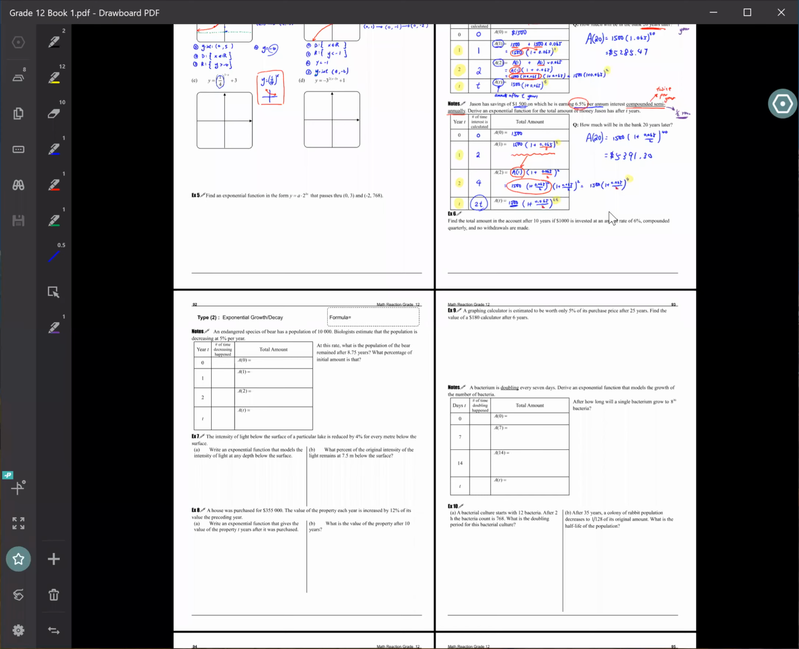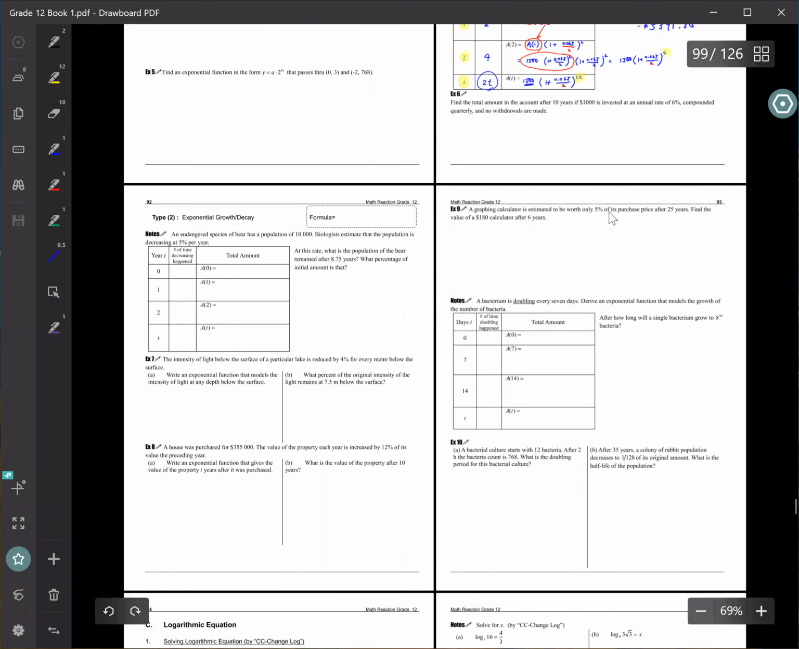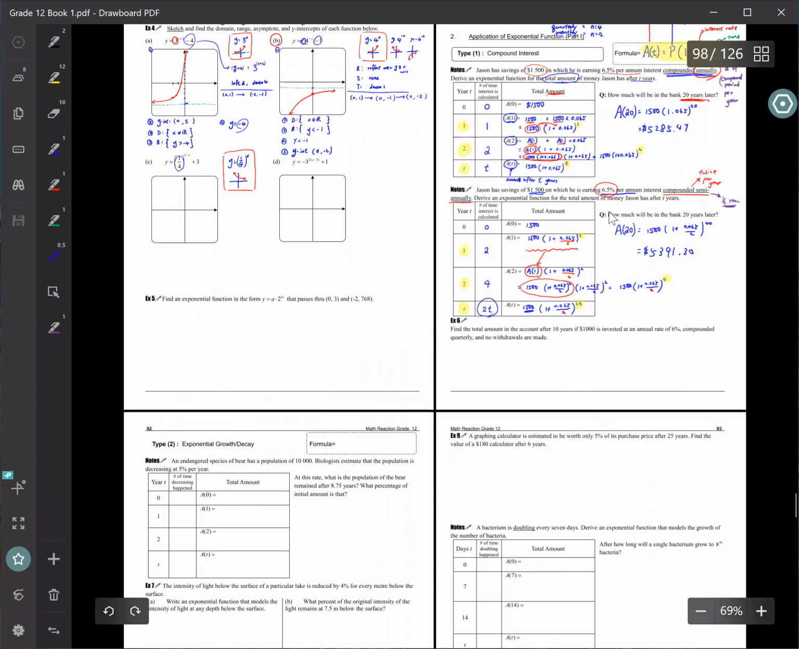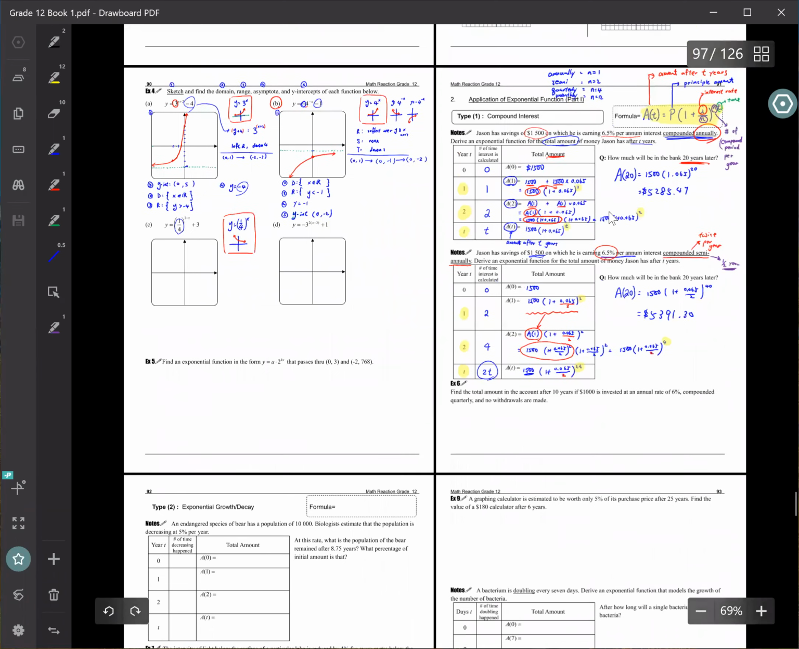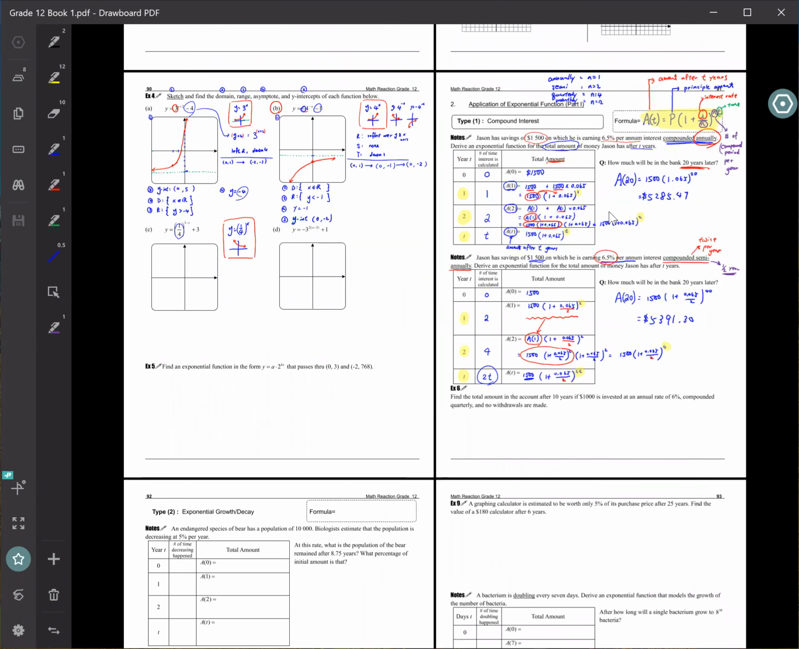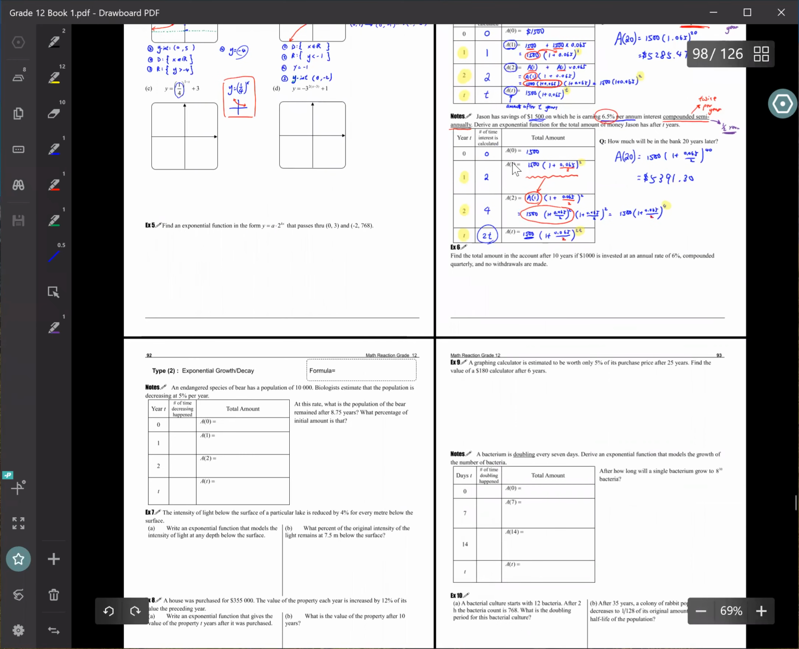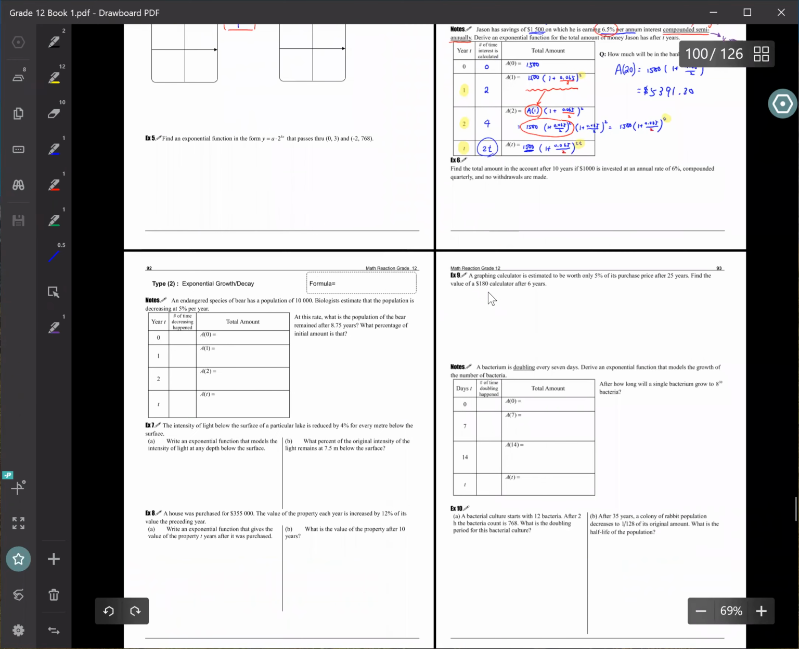To the next type. Okay, so please open your book to page 92. When you got there, please raise your hand. Okay, when you have the page.